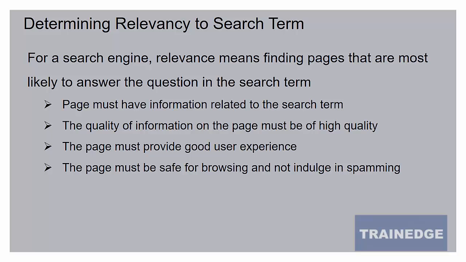So all these things go into determining the relevancy of the page to the search term. But how does Google or other search engines understand what the information on the page is? Can they really read the page? Are they smart enough to understand the meaning of the content on the page?